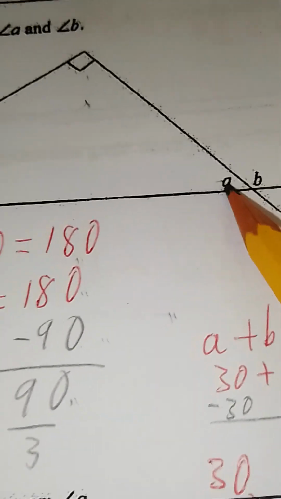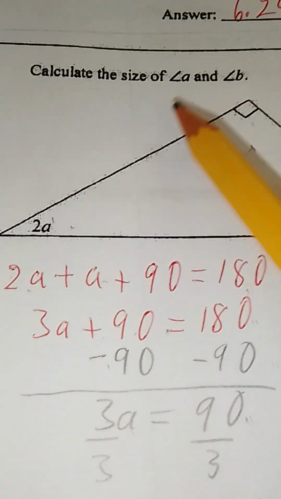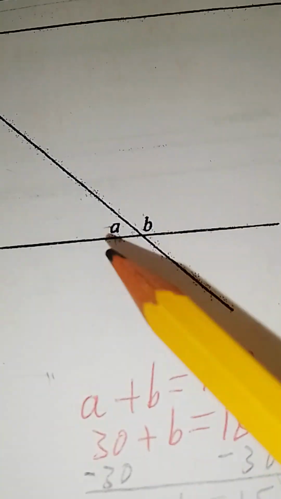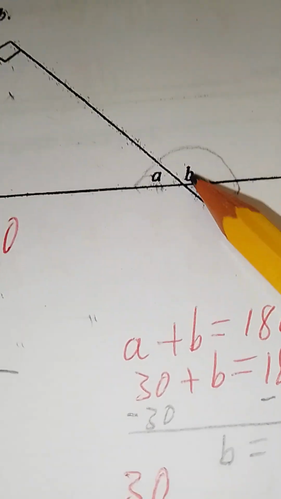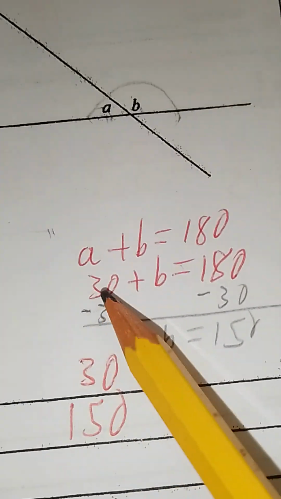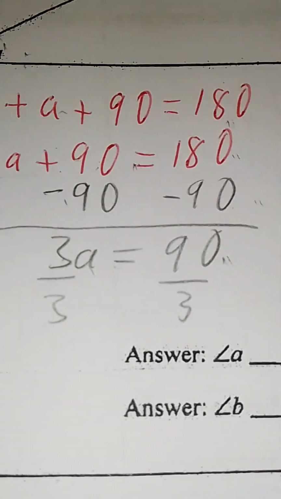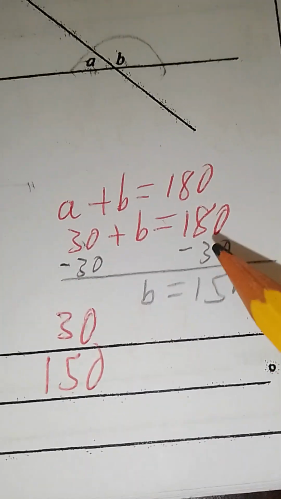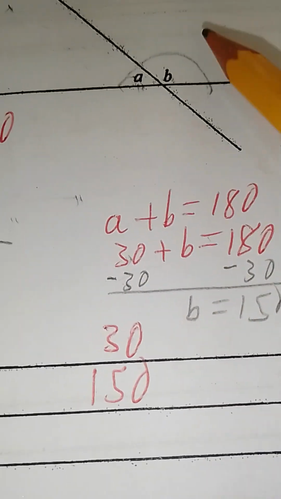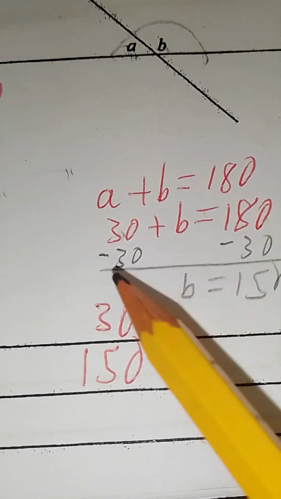A is 30. If A is 30, then 2A would be 60, right? But B, these are called supplementary angles. They add up to 180. So A plus B is equal to 180. Now A, I found already to be 30 degrees. And now I'm going to say 30 plus the unknown angle B is equal to 180. Subtract 30 from both sides, end up with B is equal to 150.